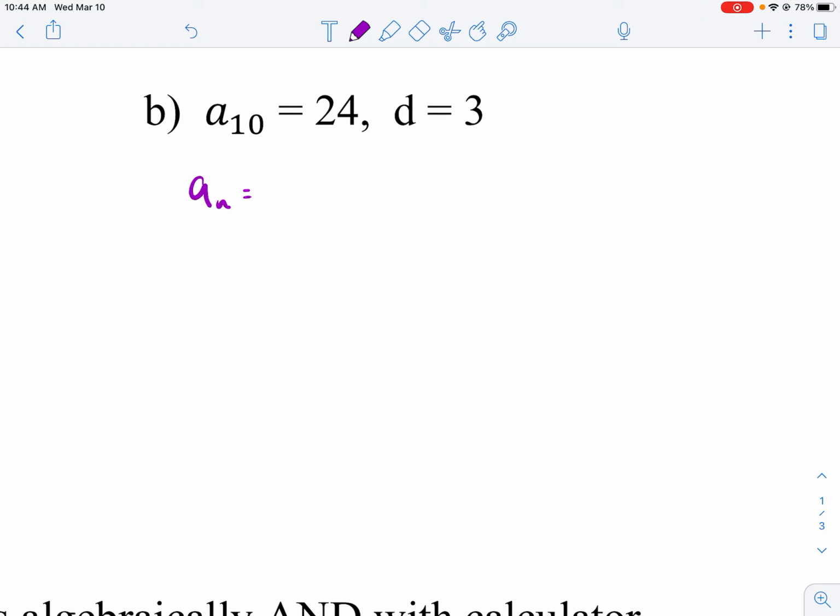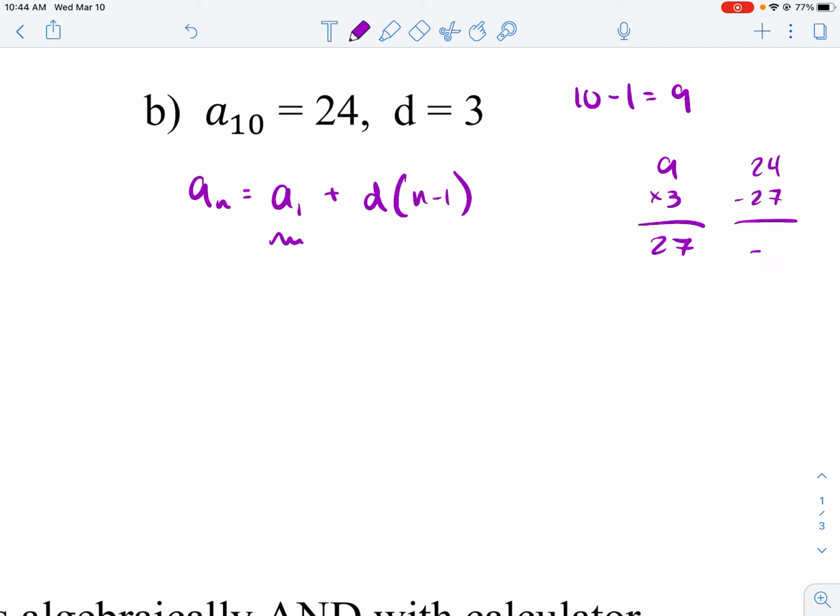So a sub n is equal to a sub 1, our first term, plus our d value times n minus 1. We have our d value, but we don't have a sub 1. So what we're going to do is go 10 minus 1, which is equal to 9. We want to go back 9 times to get to our first term. 9 times 3 is equal to 27, and 24 minus 27 will give me negative 3. So our first term is negative 3. So a sub n is equal to negative 3 plus 3 times n minus 1.